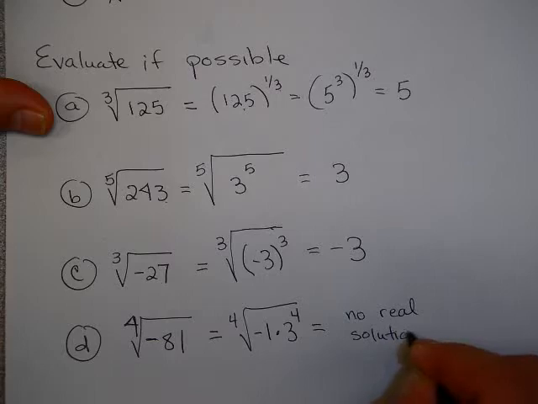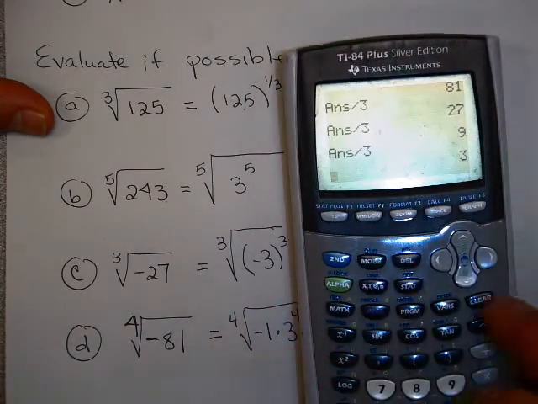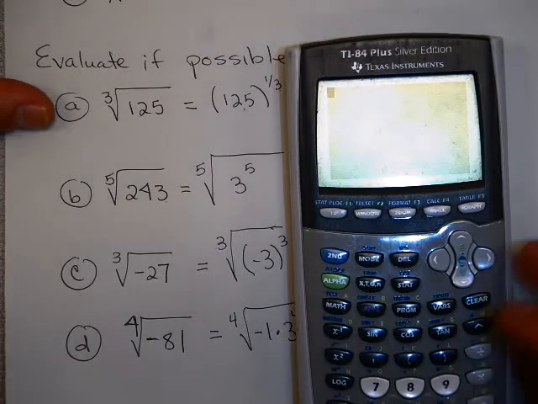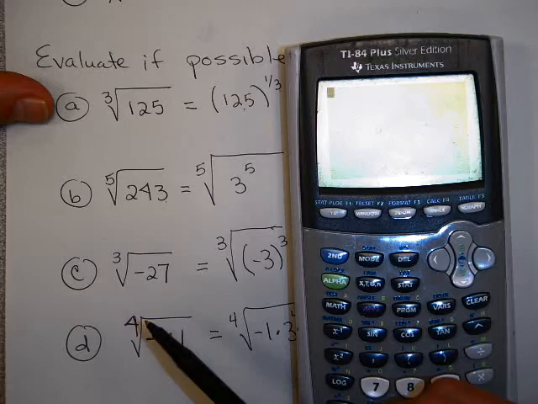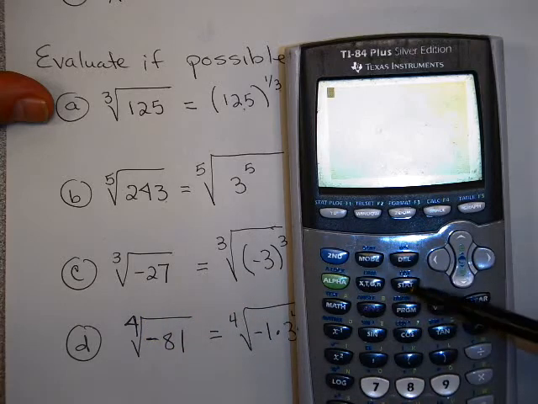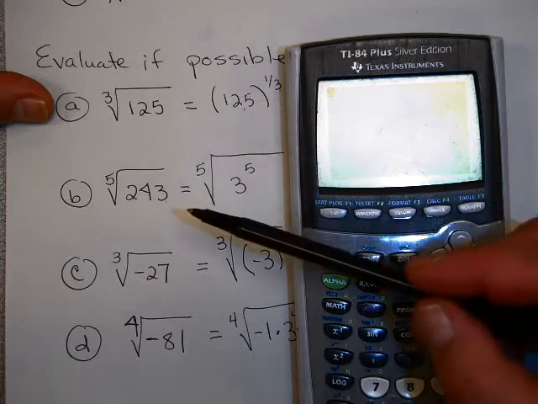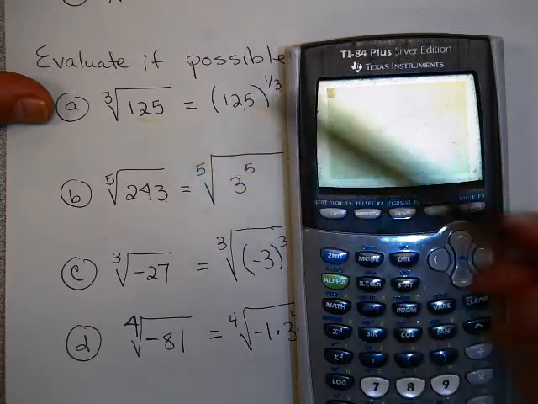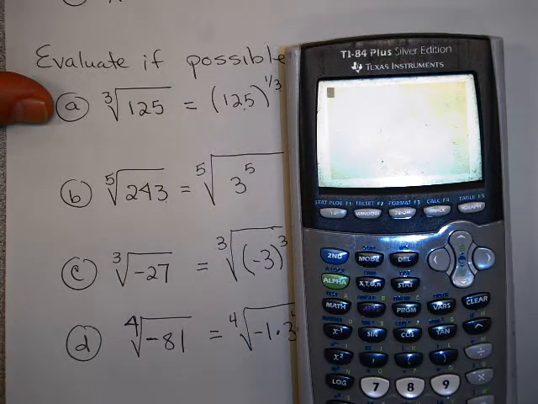Now, all of these problems I could do on my calculator using these rational exponents. There are special keys on your calculator for cube root and fifth root and fourth root. And I'll show you where those are. But you don't even really need them if you use these rational exponents. Let me show you how. Let's do the cube root of 125 two different ways.